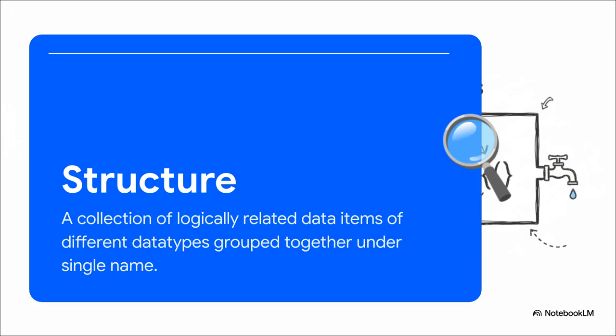So here's the official definition. A struct lets you group a bunch of logically related data items, like our book's title, author, and price, and give them a single convenient name. It's basically our way of telling the computer, hey, all these different variables, they belong together. They're all part of one bigger idea.